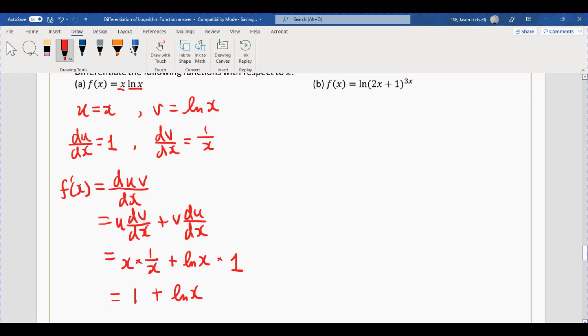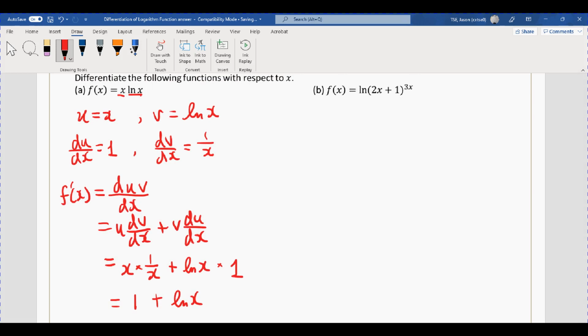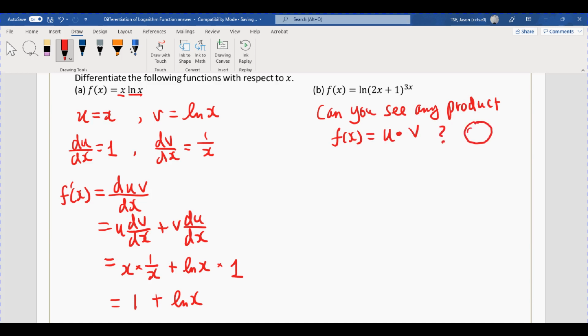For part B, it's a little bit tricky. Can you see any products here? That means, can you see something like f(x) equals u times v over here? The thing is, it's not that obvious. It's okay. It's not very easy to see.